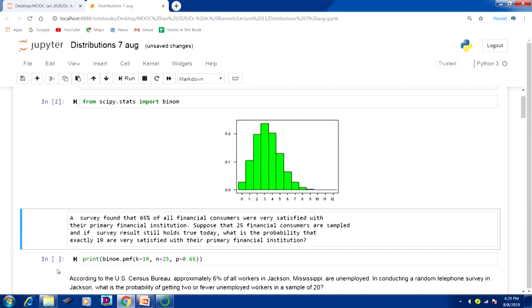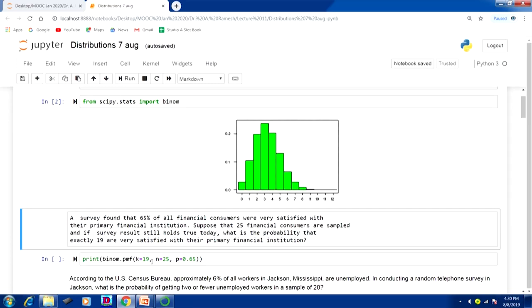A survey found that 65% of all financial consumers were very satisfied with their primary financial institution. Suppose that 25 financial consumers are sampled, and if the survey result still holds true today, what is the probability that exactly 19 are very satisfied with their primary financial institutions? By looking at the problem, we have to see what kind of distribution we are going to use. Here there are two possibilities, satisfied or not satisfied. So, we can go for binomial distributions.